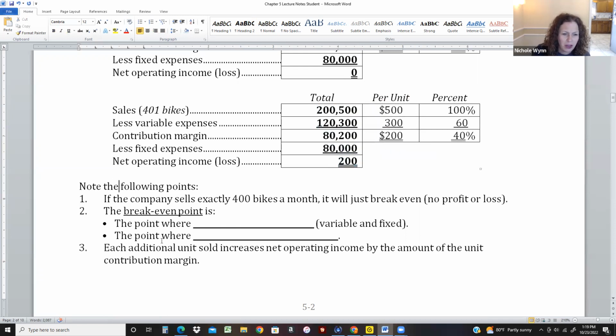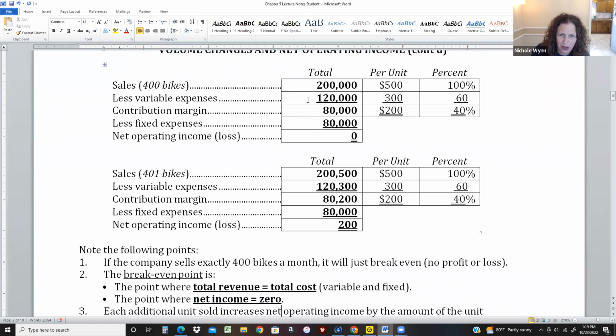Okay. So the break-even point is where total revenue equals total cost. And it's also where net income equals 0. Sounds like a good thing to put there. And so we can see that at the break-even point, total revenue is 120 and total costs is 120. It's also where contribution margin is the same as fixed costs. It's also where net income is 0. So those are 3 different ways that I could talk about that break-even point. So it's where it's 80 and 80. It's where it's 200 and 200. It's where net income is 0.